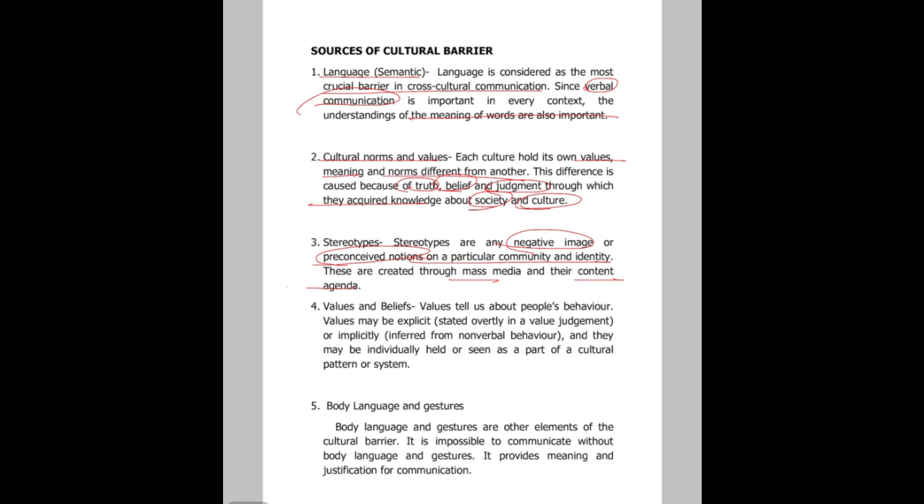Next one is the values and beliefs. Values tell us about people's behavior. Values may be explicit or implicit. So what is the difference between the two? So when we say explicit, this is fully revealed. Okay? So fully revealed or expressed. Or, yung sinasabi natin na implicit, these are suggested but not communicated directly.